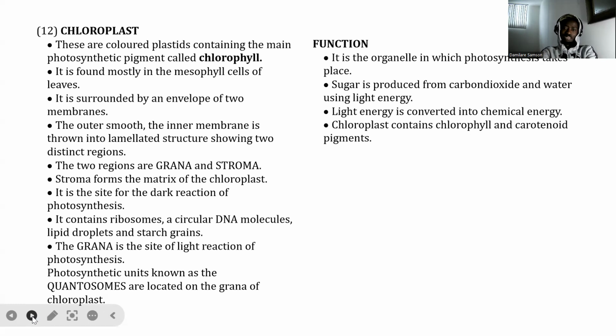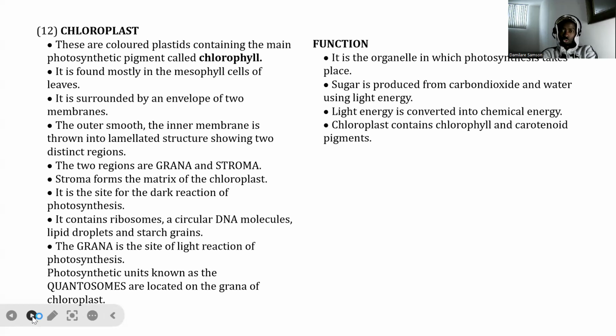The grana now is the site for light reaction. So that is where light reaction occurs, that is the grana of the chloroplast. Now photosynthetic units known as quantosomes are located on the grana of the chloroplast. We'll still talk more about this when we get to photosynthesis in plants, the light reaction and dark reaction in photosynthesis, so you'll be able to understand more.